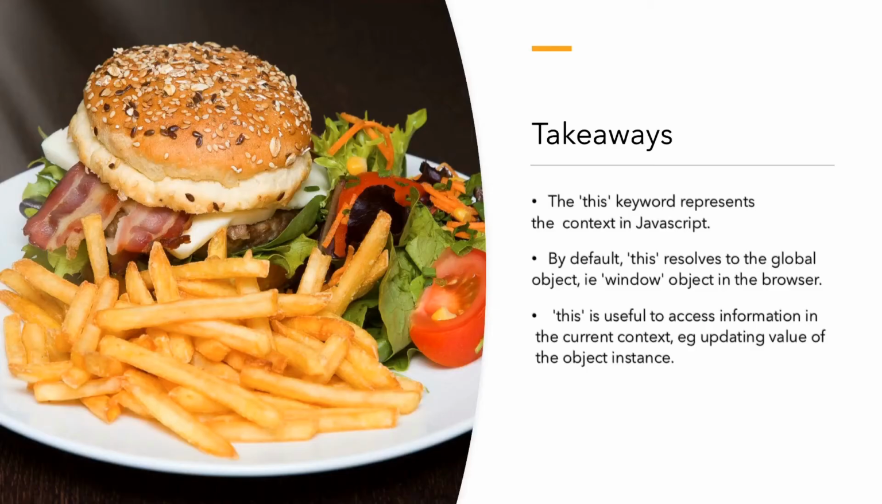Key takeaway for this lesson: the this keyword represents the calling context. By default, the this keyword resolves to the global object, which is the window object in the browser. The this keyword is very useful to access information in the current context, for example, to get or update properties inside an object. That's it for now, and I'll see you again shortly.